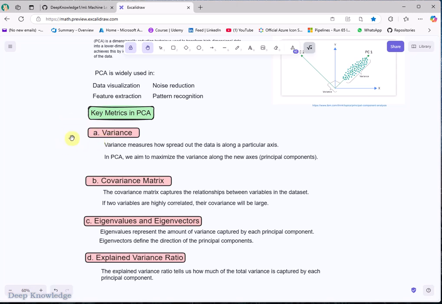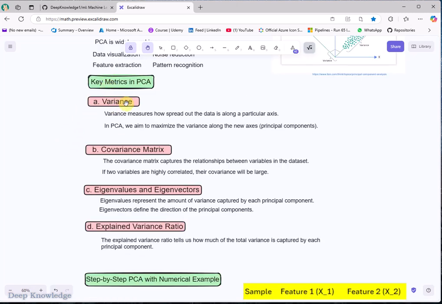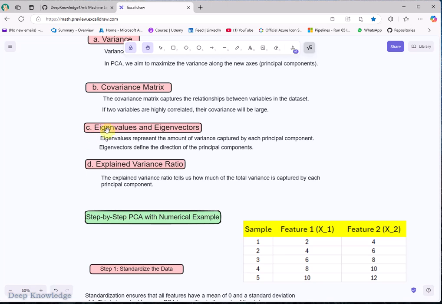So what are the steps, or the keys, in principal component analysis? The first one is variance. The variance measures how spread out our data is along a particular axis, or principal component. In principal component analysis, we try to maximize the variance along the new axis, the new principal component. The next one is the covariance matrix. We try to measure the relationship between variables in the data set. And then the eigenvectors and eigenvalues.